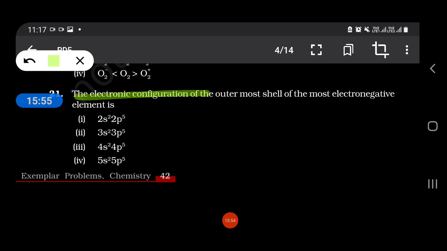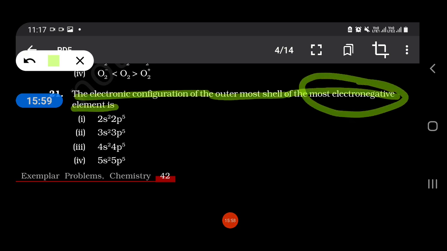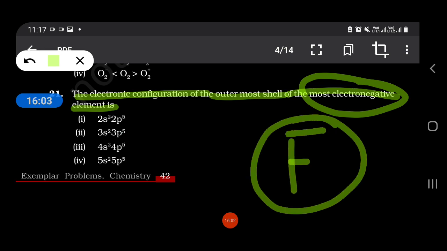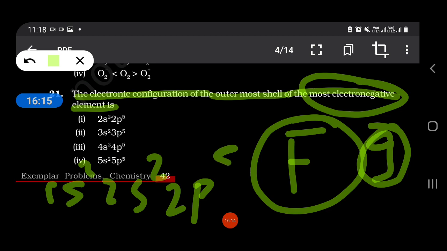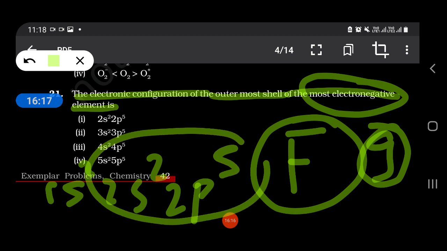The electronic configuration of the outermost shell of the most electronegative element, fluorine. Fluorine comes at H, He, Li, Be, B, C, N, O, F, that is 9. So it is 1s2, 2s2, 2p5.